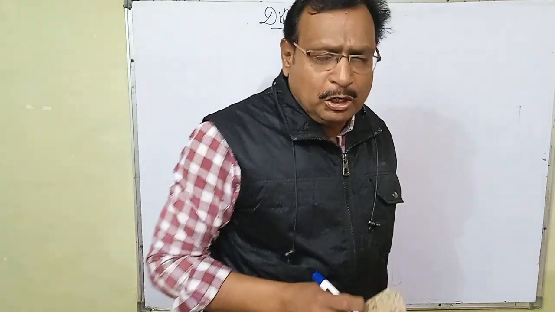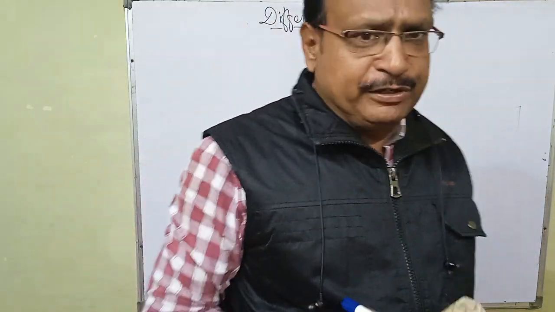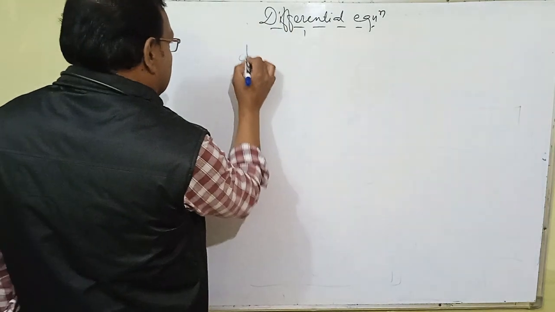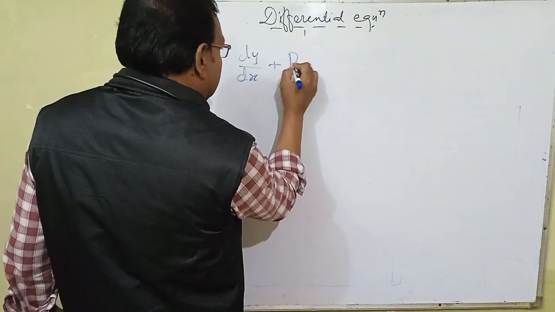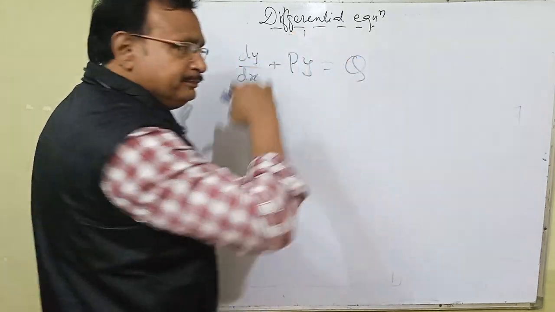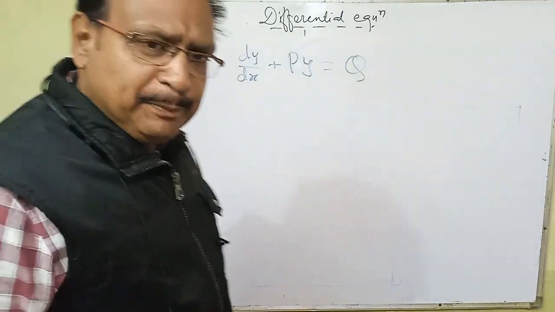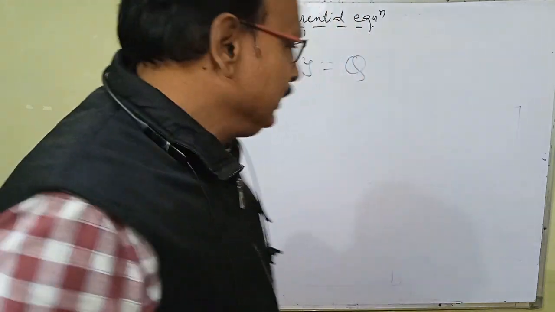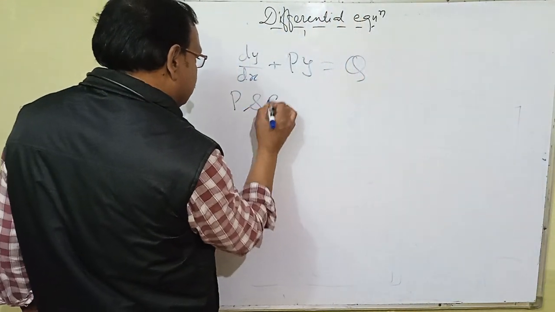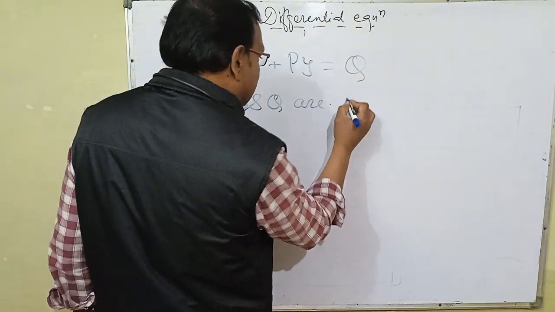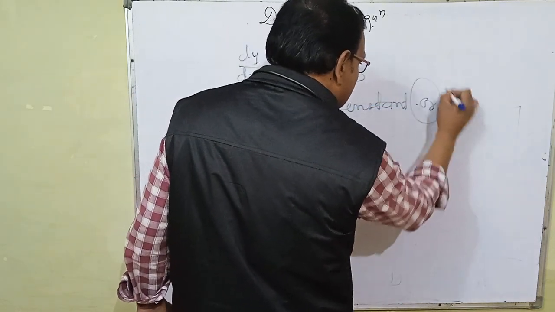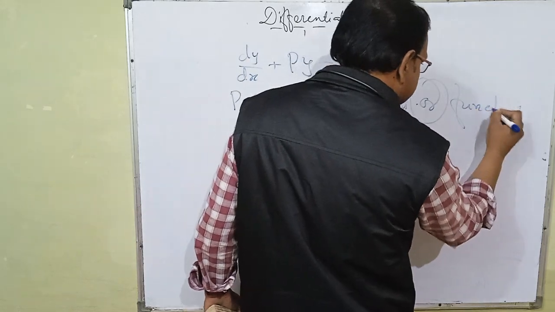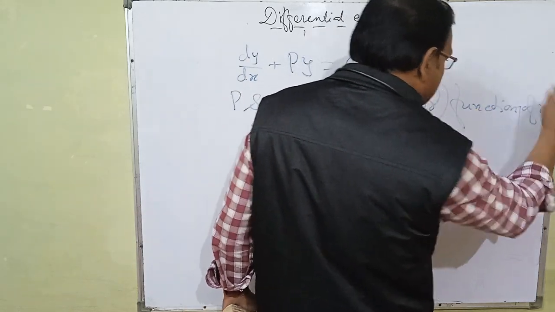And the third type of differential equations is linear equations. Now we discuss shortly what is a linear equation. Linear equation is of the form dy by dx plus py is equal to q. What are p and q? P and q are constants or functions of x.